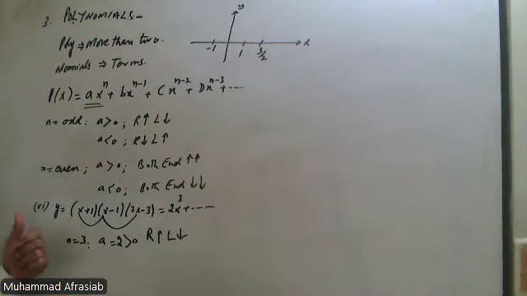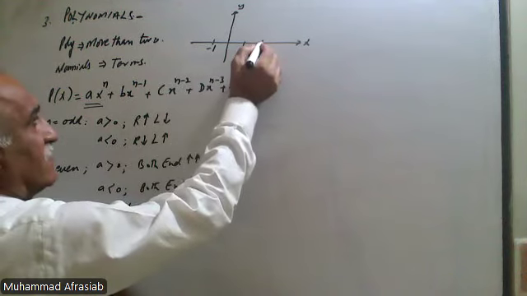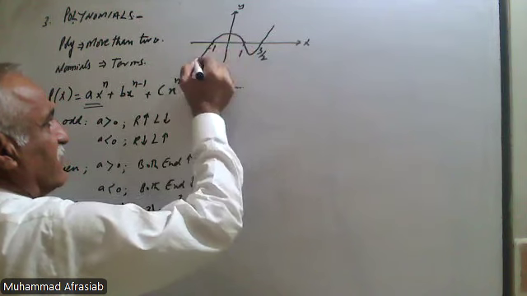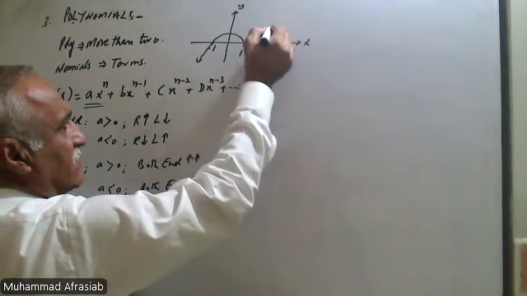Since it is an odd power, and the coefficient of that one is 2, which is greater than 0, the right point is this and the left point is this. So it will be passing through these 3 different points, and this is the graph of that equation.